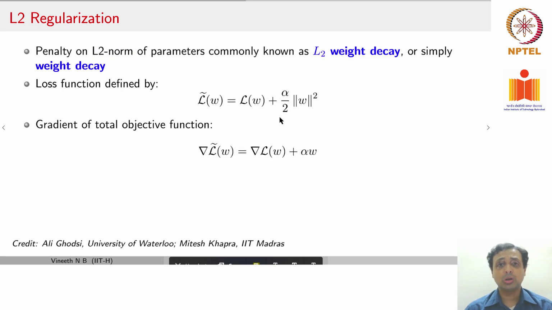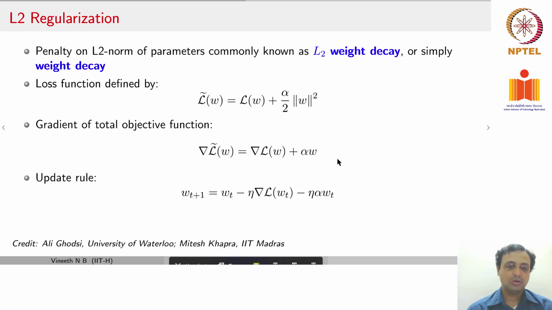So the gradient now of the total objective function will look like grad of L tilde of W. L tilde is the new objective function with the L2 weight decay term, equal to grad of L of W, which was your original loss function, plus alpha times W. When you differentiate this with respect to W, the 2 and 2 get cancelled and you're left with alpha W. So your gradient descent update rule is going to look like W_{t+1} = W_t - eta (step length) times grad of L(W_t) - eta times alpha W_t. Eta was a common term for grad L tilde and hence goes into each of these terms. That's going to be your new gradient descent rule for your regularized loss function.